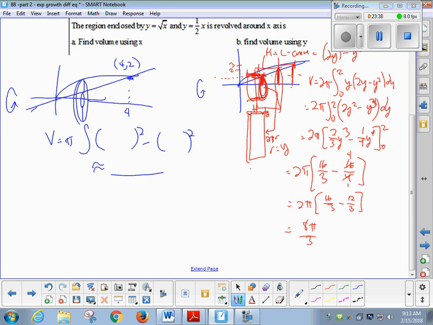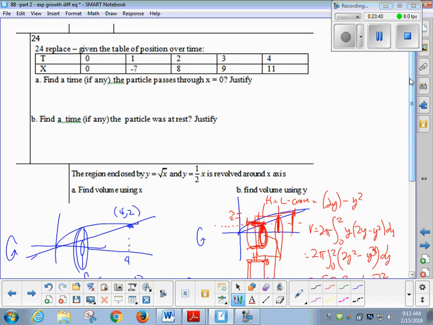Yeah. Okay, you bet. Okay, find a time if any that the particle passes through 0. We actually could go through several times, but I just asked for one. Does the particle have to pass through 0? Oh, that's a stupid question. Yeah, it was good. Maybe it would have been.